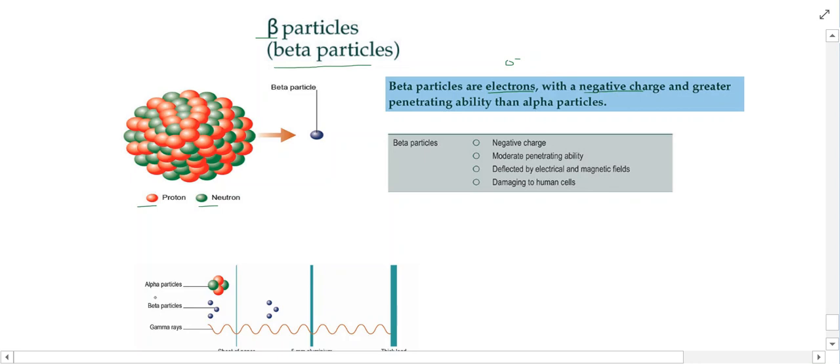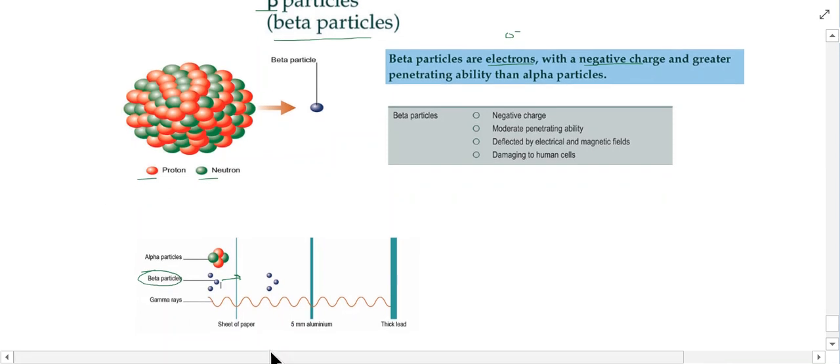If we have a look down here, these are our beta particles, and we can see that they can easily pass through, for example, a thin sheet of paper, or another way to think about that is they can easily pass through the skin and they can pass deep into the body and cause damage in the body. But they'll easily be stopped by, for example, 5 millimeters of aluminium. So they're not as penetrating as gamma rays, and they're a little bit more penetrating than alpha particles.